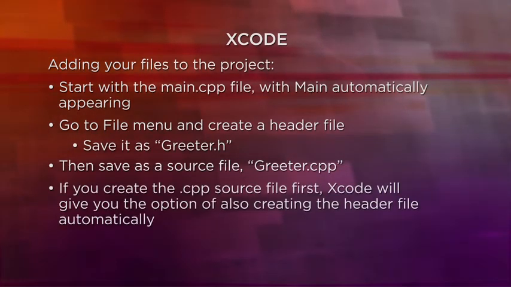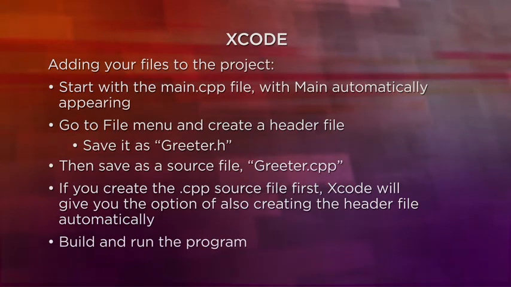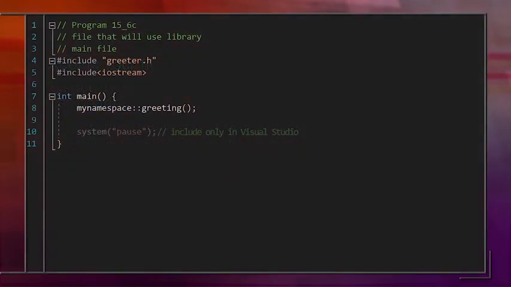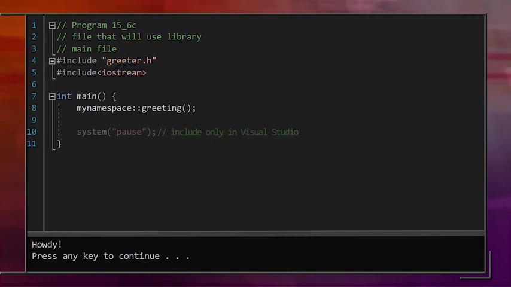If you create the .cpp source file first, Xcode will give you the option of also creating the header file automatically. Now when you create these, they're automatically in the project, so you can just build and run the program. The source files will be compiled separately, and then the linker will link them together. And when we run the program, we indeed get howdy printed out.